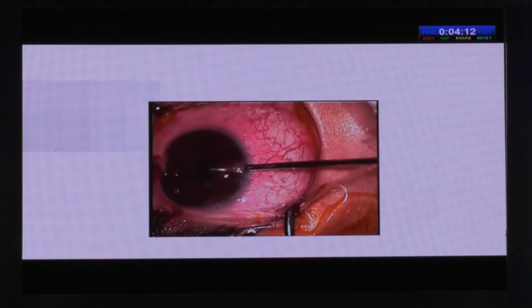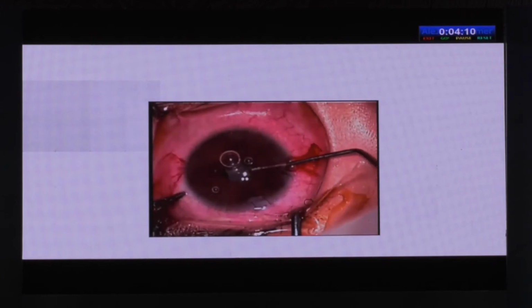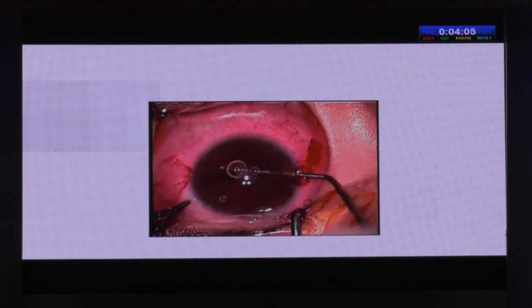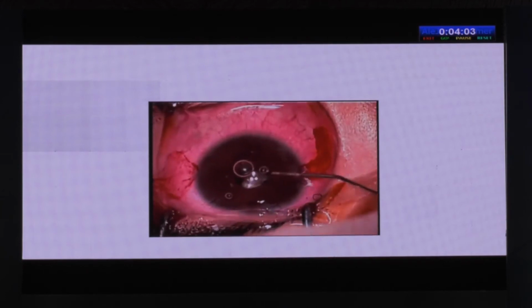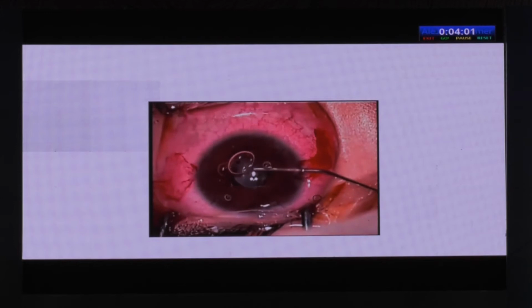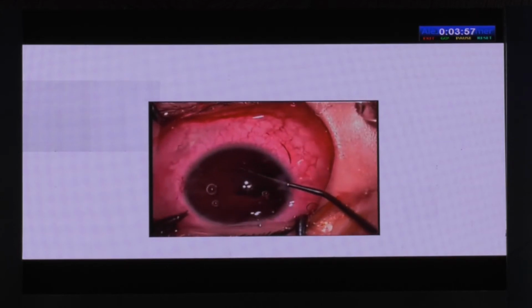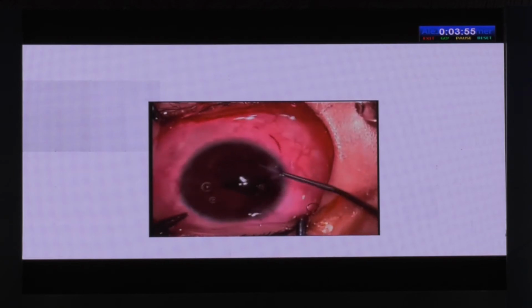So the patient had hypotony. It was difficult first entering the chamber. So when you have a small pupil, it's difficult to prolapse. You just rotate the lens into the anterior chamber so the loops come out.